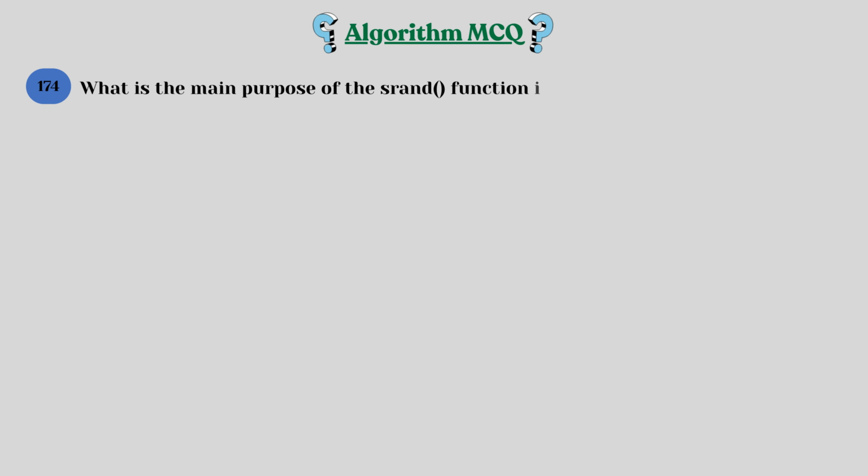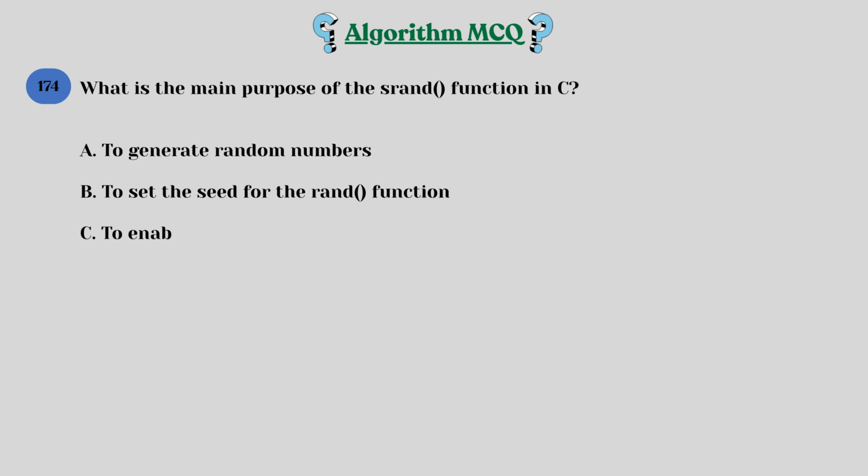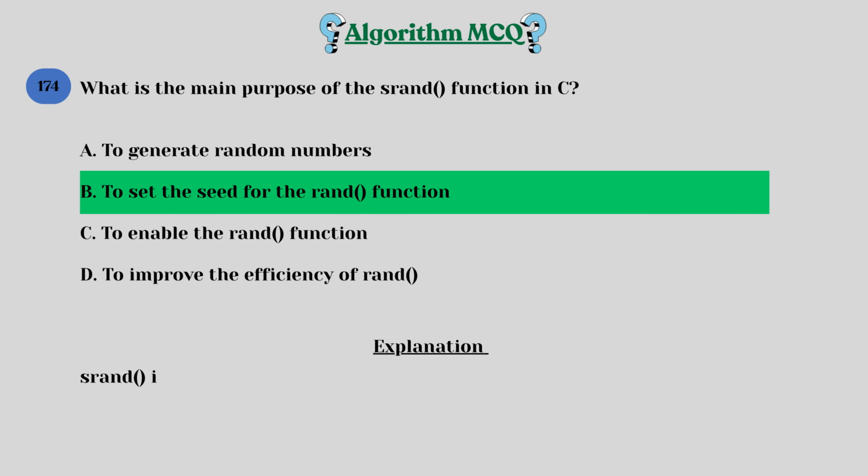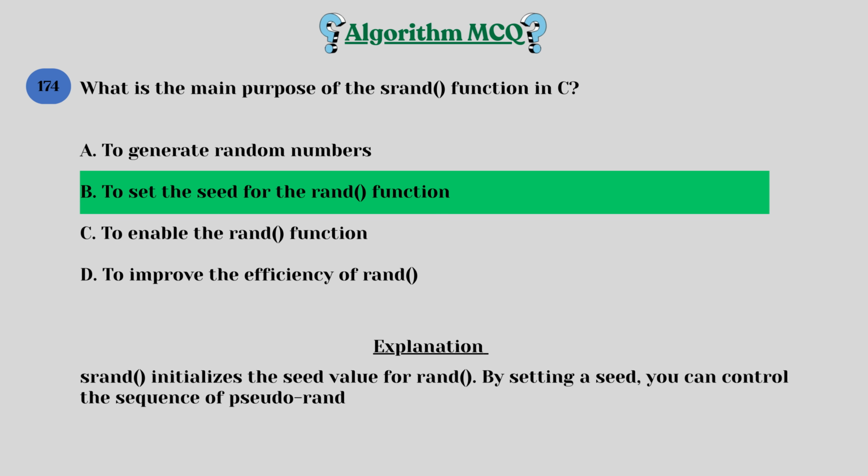What is the main purpose of the srand function in C? Correct answer, to set the seed for the rand function. Explanation: the srand function initializes the seed value for the rand function. By setting a seed, you can control the sequence of pseudo-random numbers generated, allowing reproducible results.